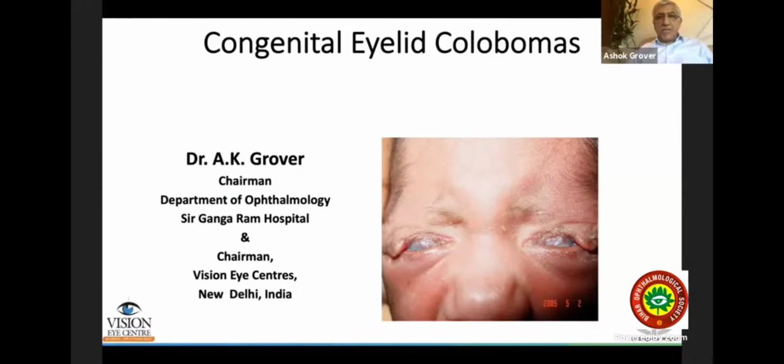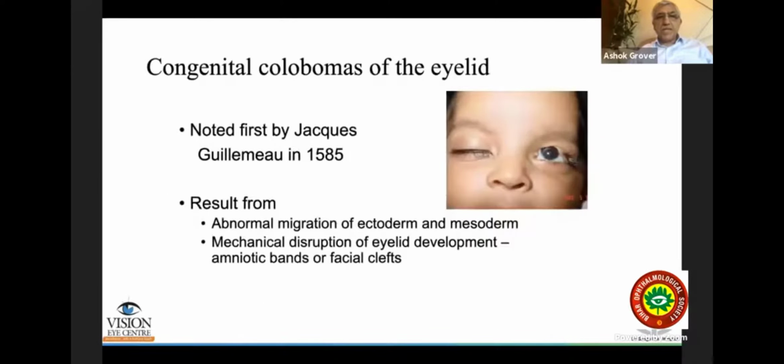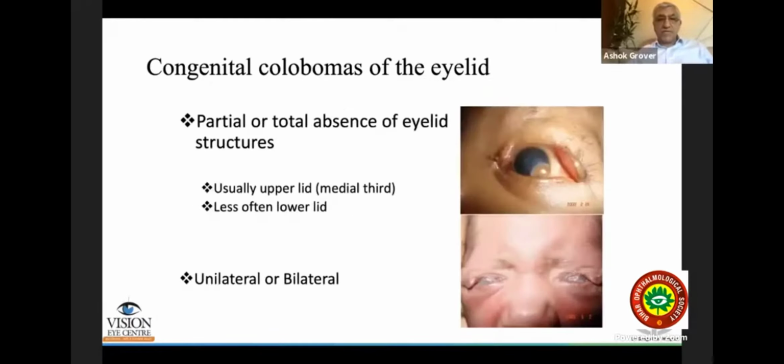I'm going to introduce some of the features of congenital eyelid colobomas based on our 37 years experience with this condition. Since their description nearly 6 centuries ago, we have seen a plethora of cases described. We know that this entity occurs either because of abnormal migration of the ectodermal and mesodermal layers constituting the eyelids, or because of their mechanical disruption by amniotic bands or facial clefts.